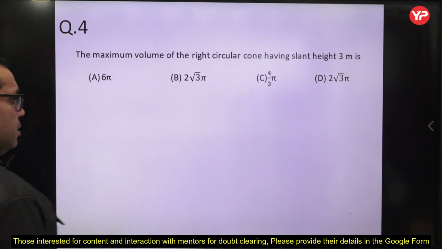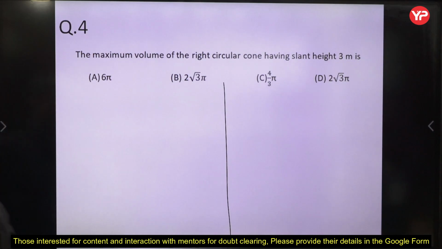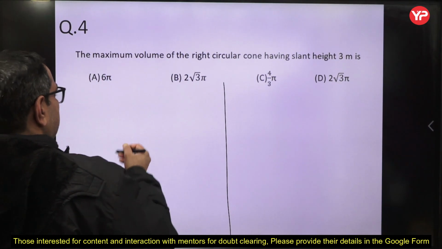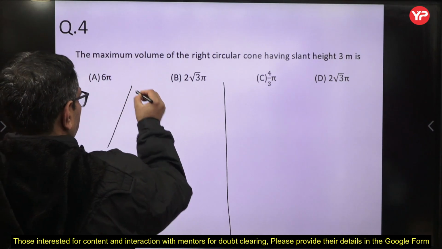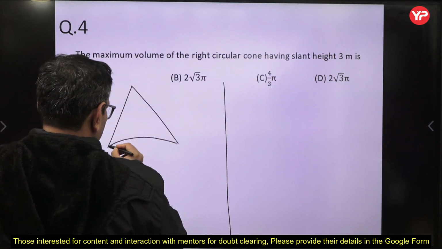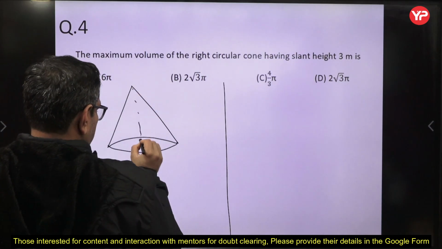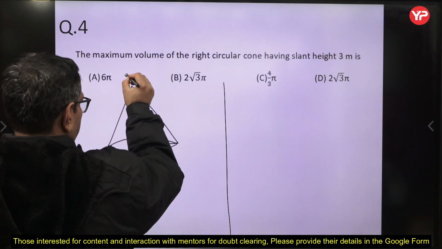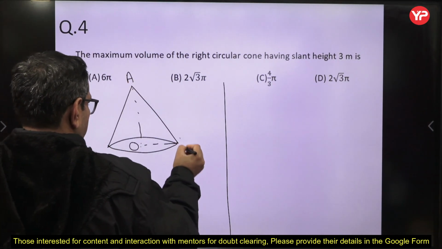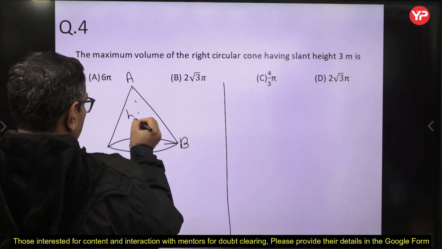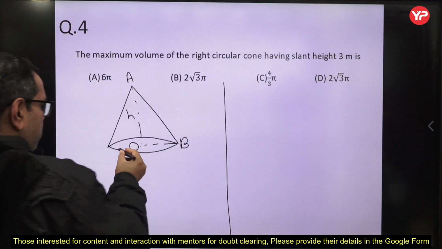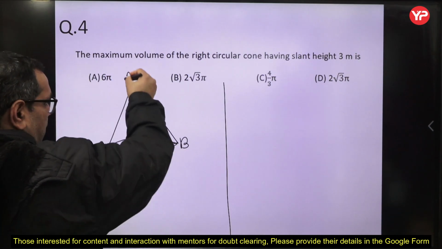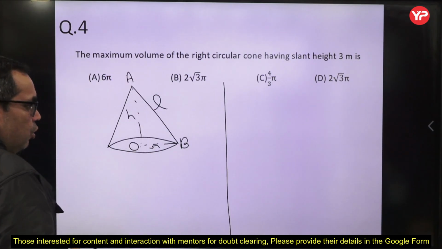Okay, so now I am going to explain the solution of this problem. The maximum volume of the right circular cone, we are given the slant height. So suppose I make a right circular cone. I hope you know about these things, they are also useful in the aptitude section. Mensuration you should know. This is the center of the circular base, O, and this is the vertex, say it is A, and this is B. So this OA is called the height H of the cone, and this OB is called the radius R of the cone, and this AB is called the slant height L of the cone.